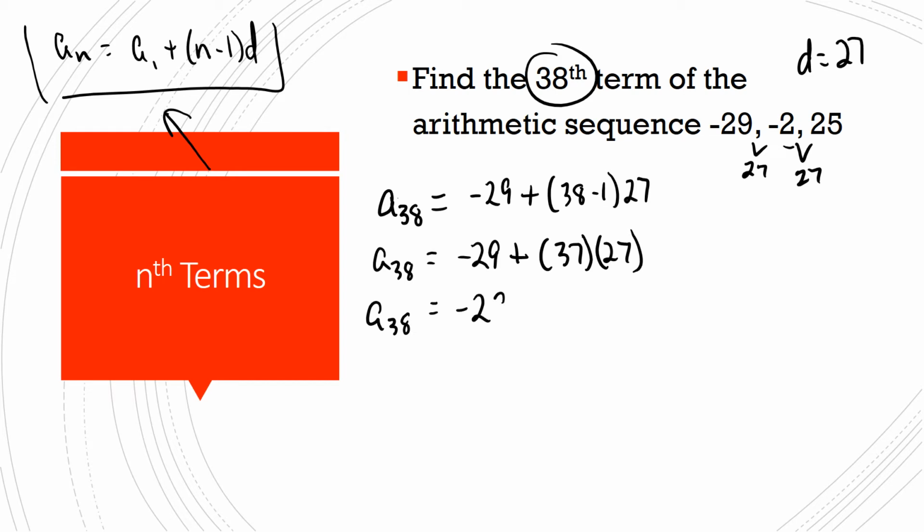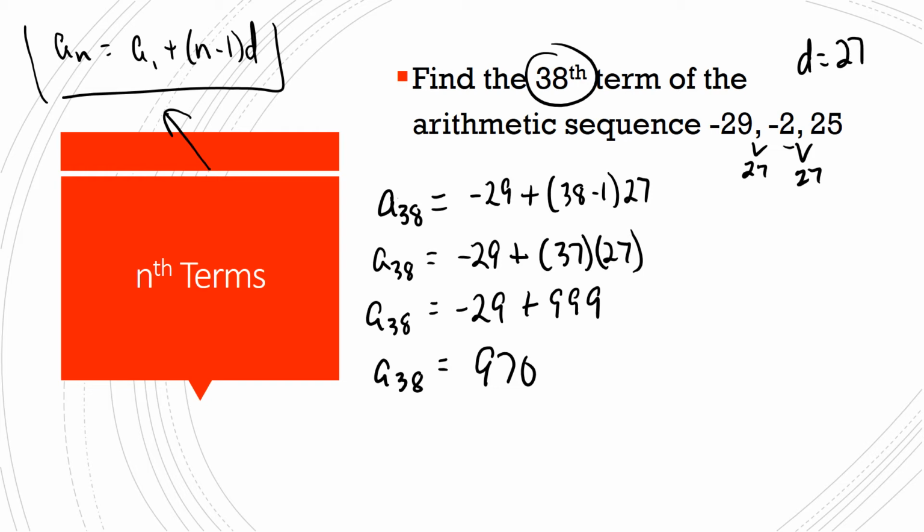So a_38 equals negative 29 plus 999. So a_38 is equal to 970. So the 38th term of this particular sequence, which starts with negative 29 and has a common difference of 27, is 970. And I think you would agree that using that explicit formula to find the 38th term is a whole lot simpler than doing it recursively, doing that 37 times to find that number, using an explicit formula to find the nth term.